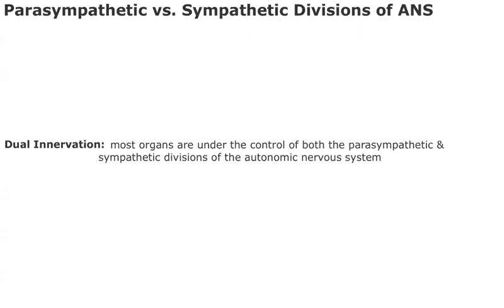So let's talk about the differences between the parasympathetic division of the autonomic nervous system and the sympathetic division. So instead of motor versus sensory, having a motor division and a sensory division for our autonomic nervous system, we're going to look at it as having a parasympathetic and a sympathetic division. Let's talk about what that means. So there's my autonomic nervous system, and it divides into the parasympathetic and sympathetic divisions.